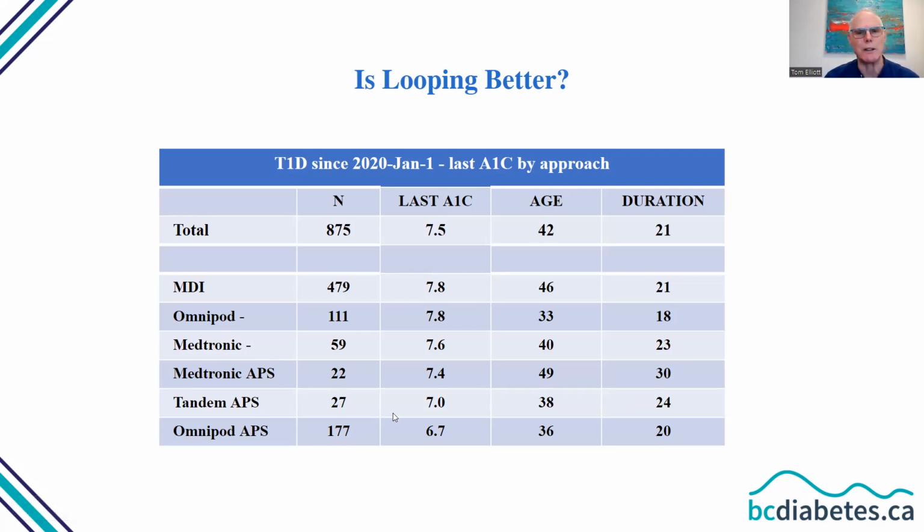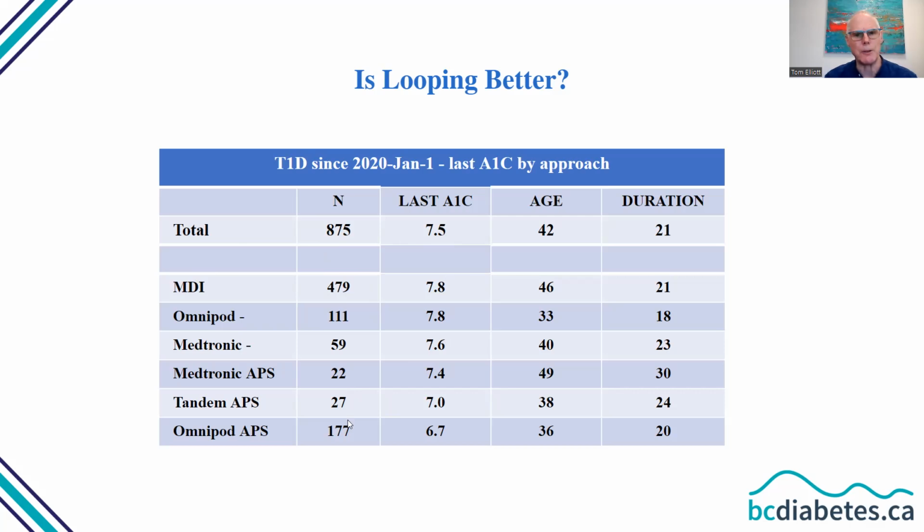a database query pulling the data on every single person with type 1 diabetes who'd been seen since January the 1st, 2020, roughly the time we started doing looping at BC Diabetes. We've seen 875 type 1s in that time, and this is on the top row, the total row. And the last A1C average for those 875 was 7.5.